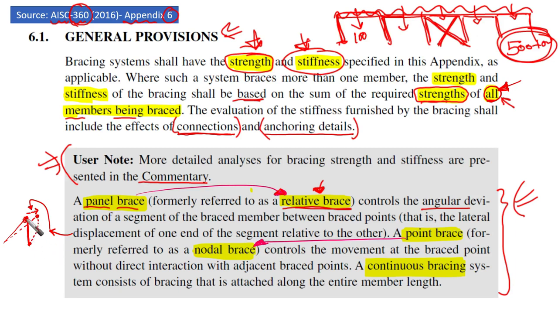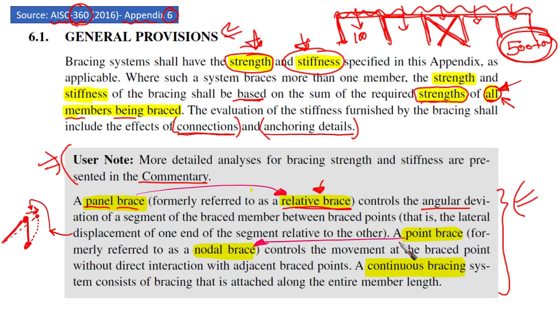For example, let's assume this is the column that you want to brace, and this is the bracing that you are going to use. If this column is going to move laterally like this, then the relative bracing, or the panel bracing, is going to prevent this movement of this end of the column relative to the other end. So that's what we call a panel brace or relative brace. It prevents the relative movement between the two ends of the same column, or the same element, that is being braced.